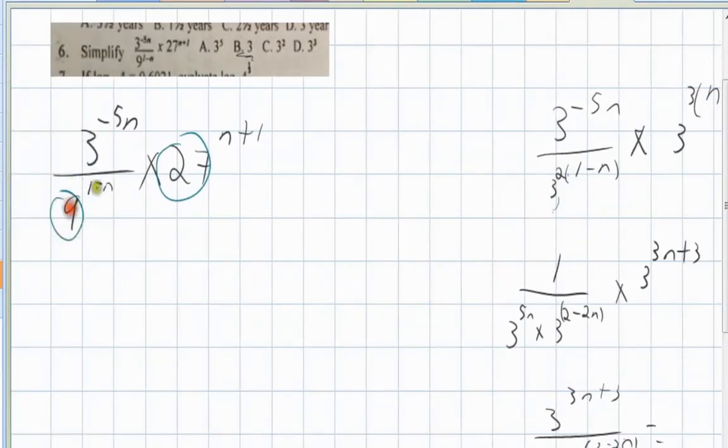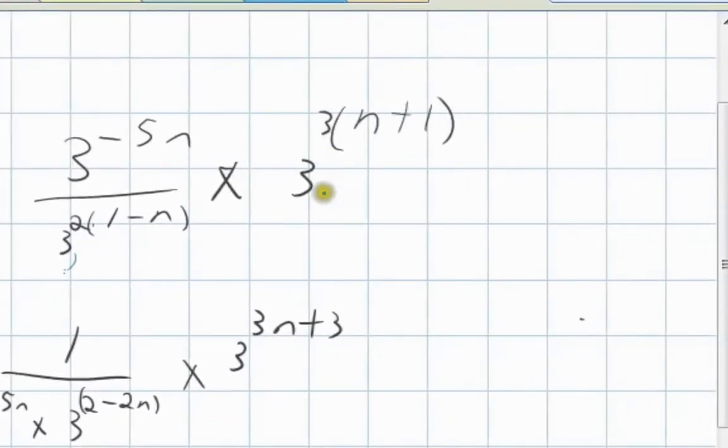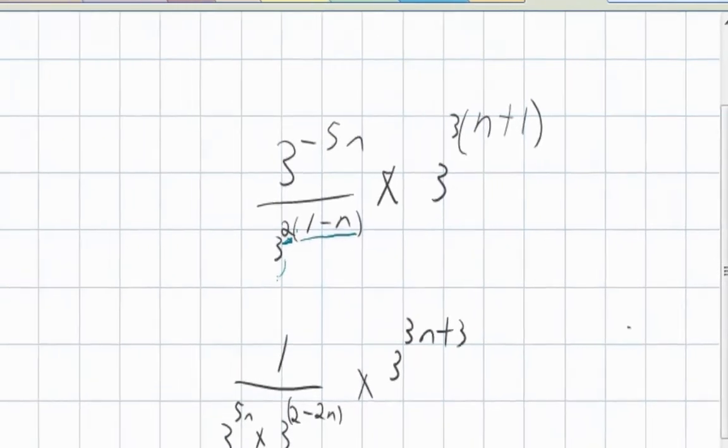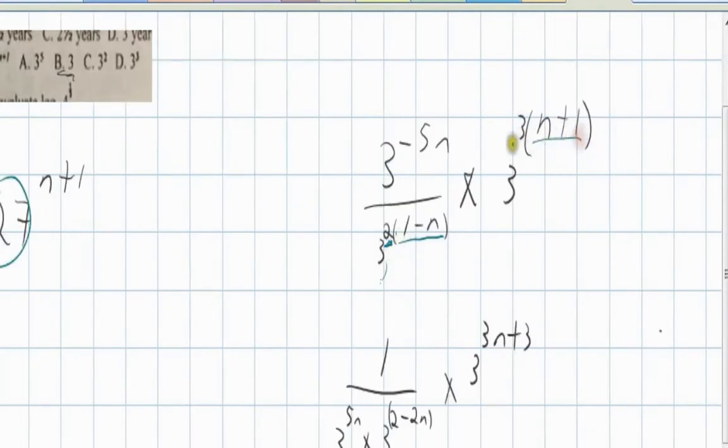So nothing has changed from here to here except the notation. I just changed 9 to 3 squared. I do the same thing with the 27. 27 is equal to 3 cubed. So you're going to take 3 cubed to the n plus 1. But since these are exponents, it's squared times 1 minus n. So the previous exponent that was already there, this 1 minus n, is now being multiplied by the 2. And this n plus 1 is being multiplied by 3. So, as you can see here, I expanded the 3, so I said 3 times n and 3 times 1. So now this is 3 to the 3n plus 3.